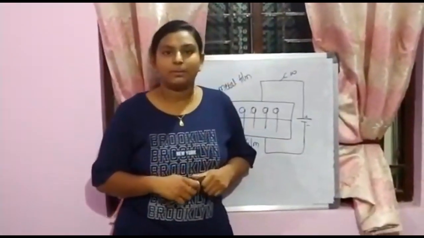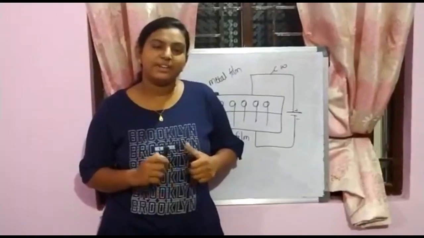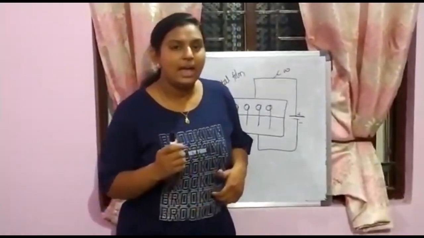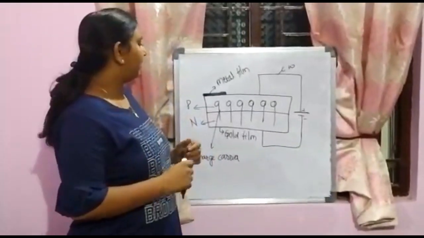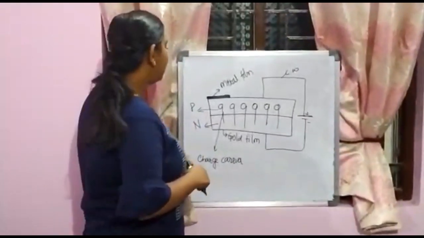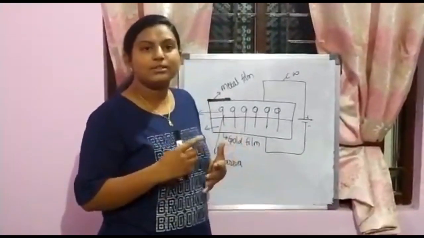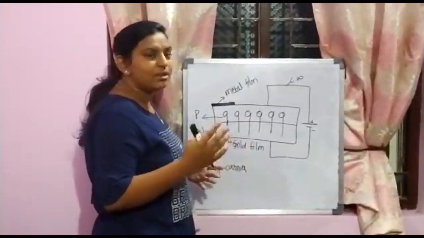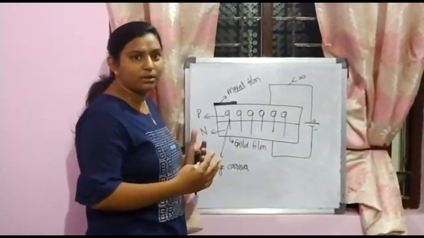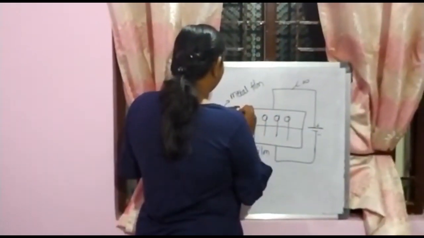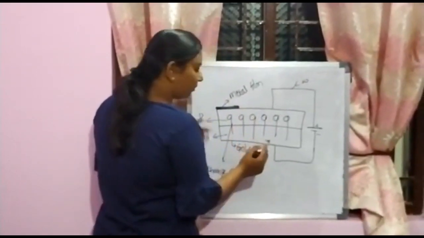The P region is always placed above the N region because the P region is where the recombination of the charges takes place, and it acts as a surface where the emission of the light can be seen. So if you place the P region below the N region, we cannot see the emission of the light. So we have to place the P region over the N region.